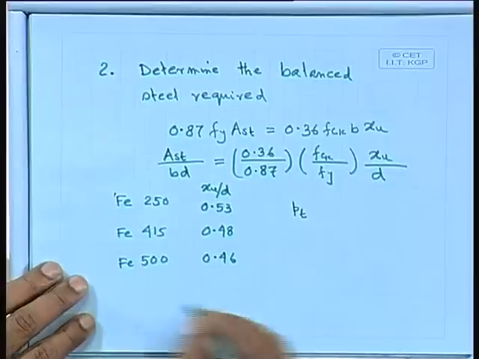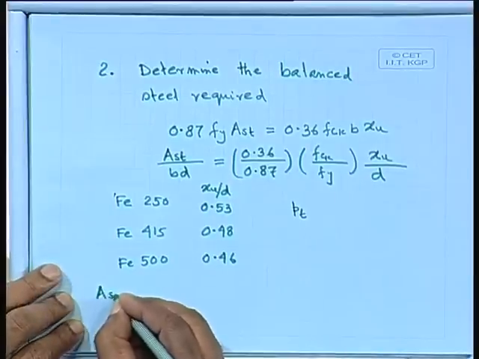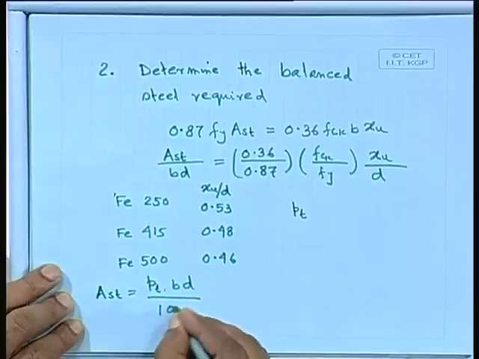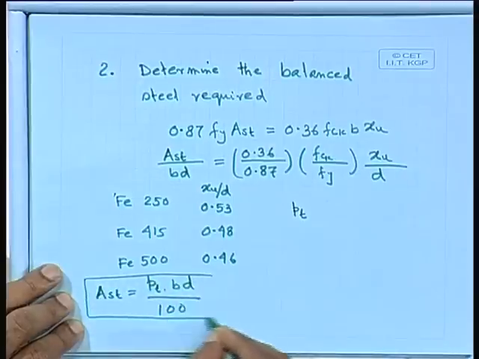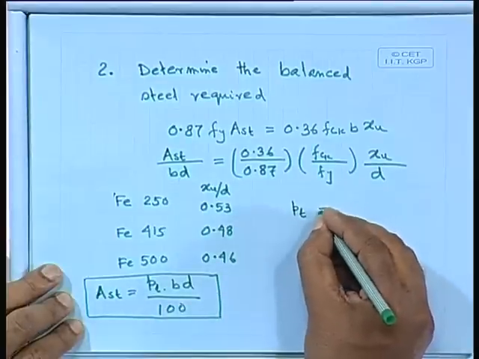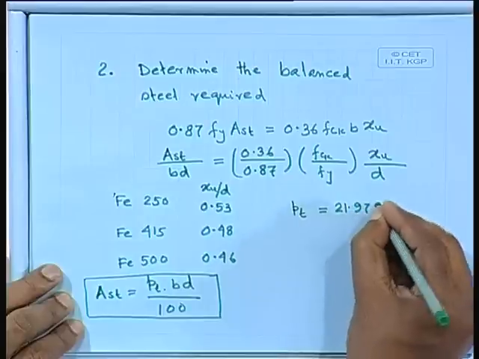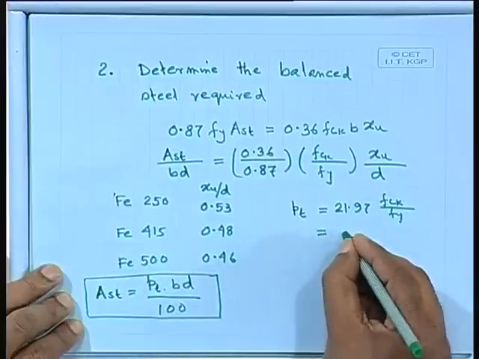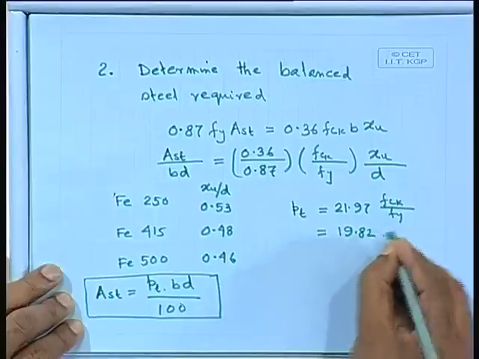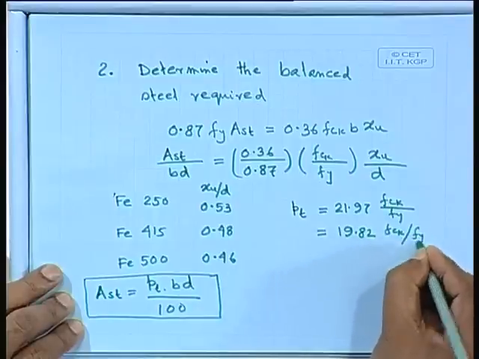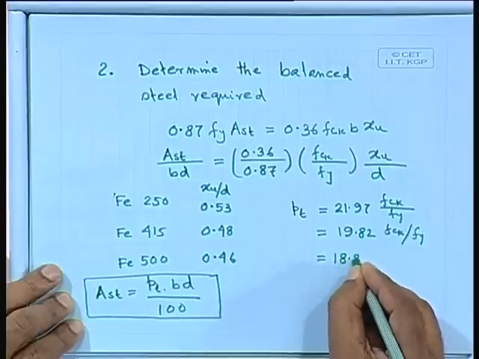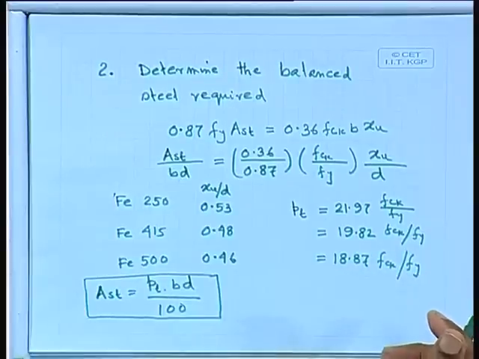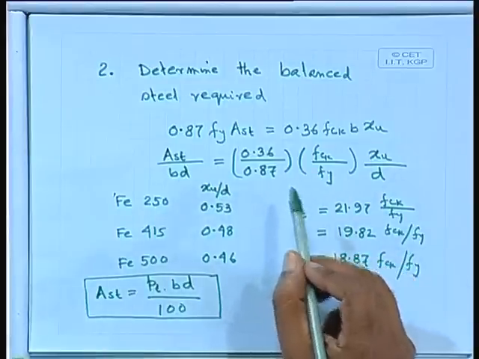What is pt? In other way, Ast equals pt times bd by 100. So, pt equals 21.97 fck by fy for Fe 250, equals 19.82 fck by fy for Fe 415, equals 18.87 fck by fy for Fe 500. If we calculate, we shall get this.